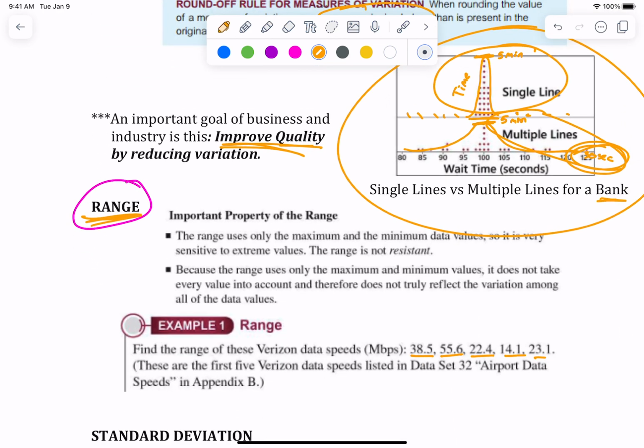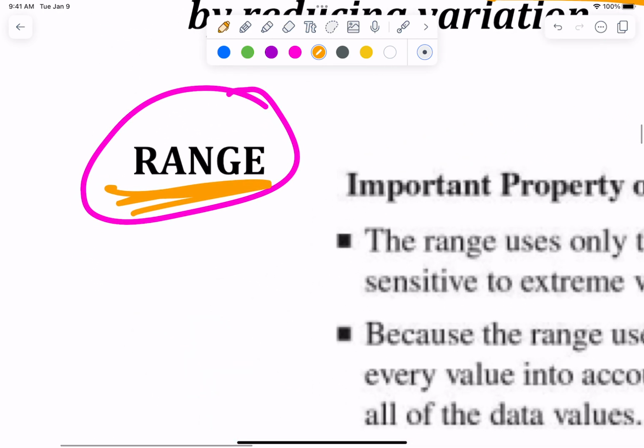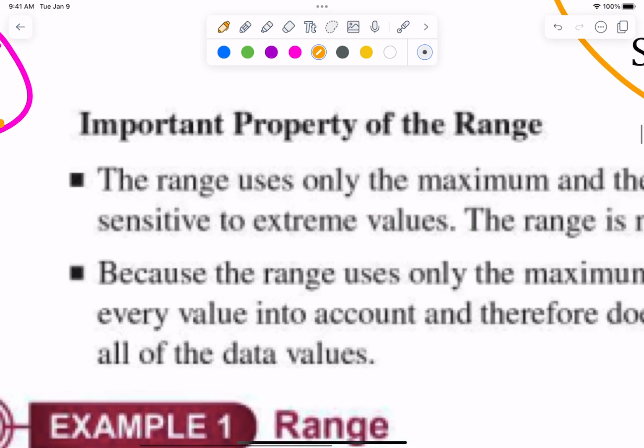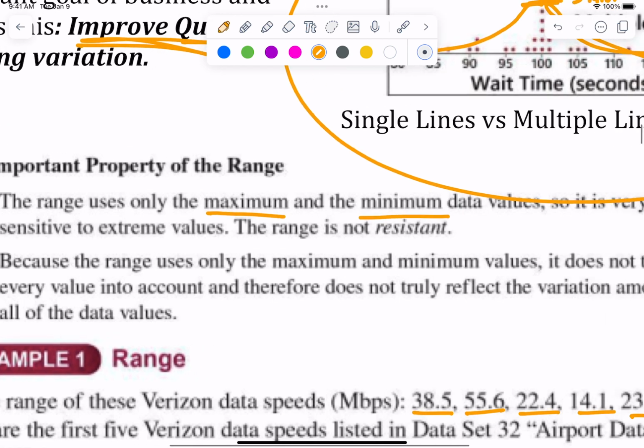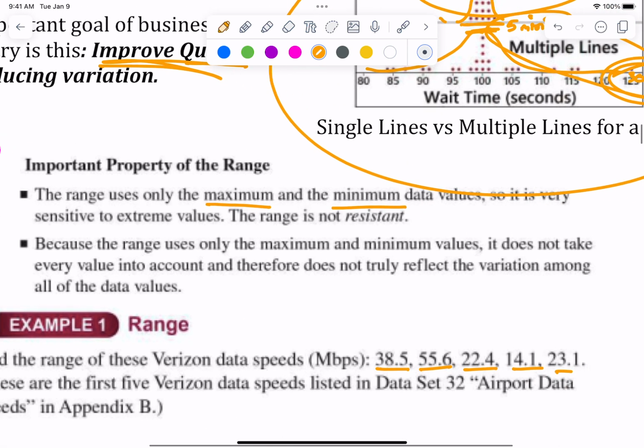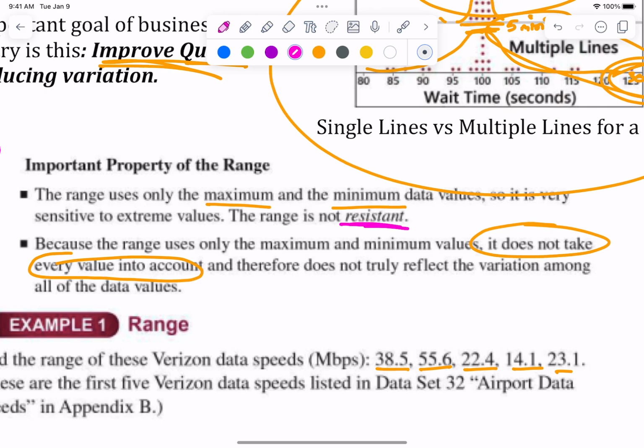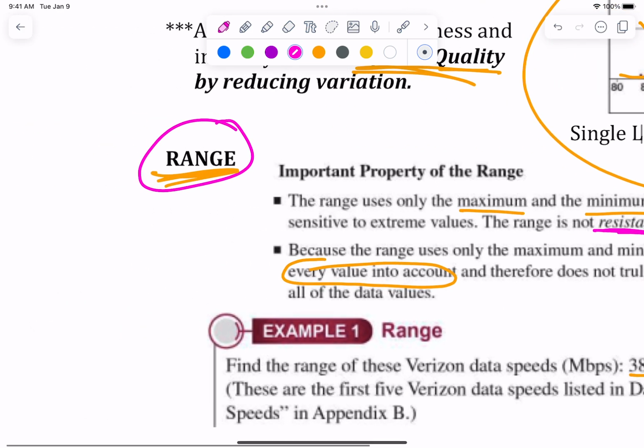So one of the measures of variation is range, and the range only uses the maximum and minimum number. We take the max minus the min. So it does not take into consideration all of the values. It does not take every value into account. We don't care what the middle numbers are. We only look at the high and the low values for the range. Make sense? Okay.